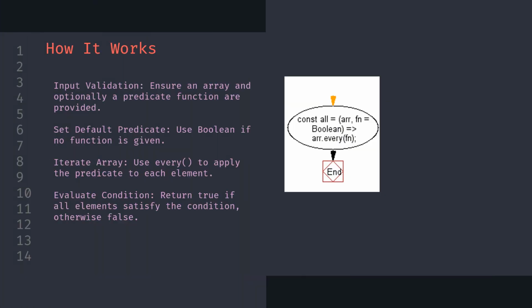Let's break down the process. First, we validate the input, ensuring an array is provided. If no predicate function is specified, we default to checking if all elements are truthy. We iterate through the array using the every method, which stops as soon as an element fails the condition. Finally, the function returns true or false based on the evaluation. This approach is efficient because it short circuits as soon as the condition is not met.